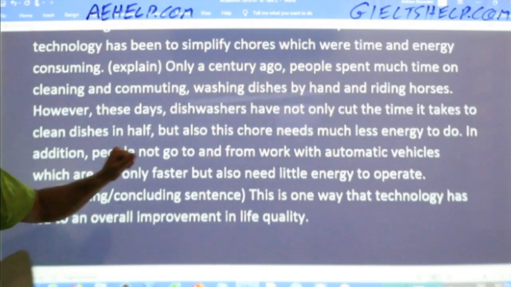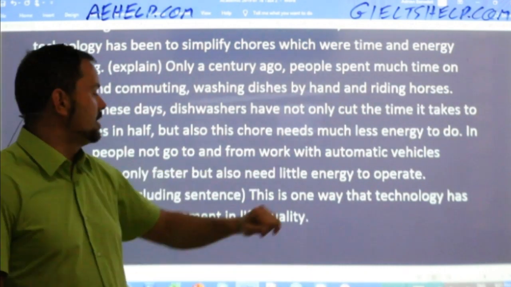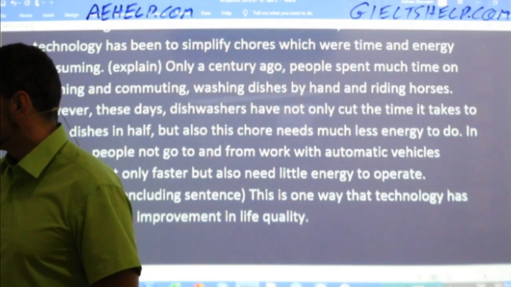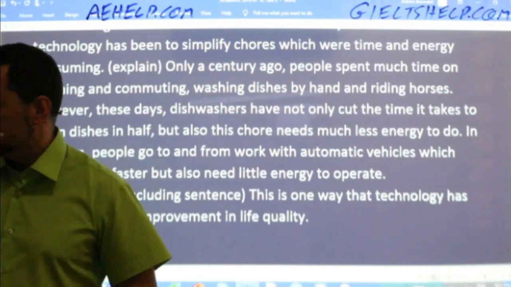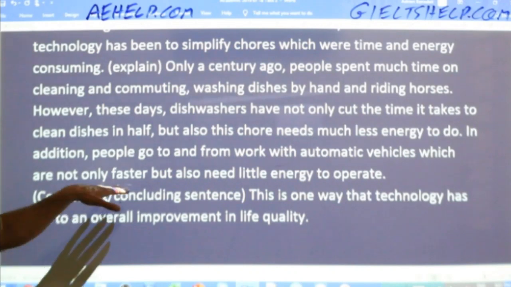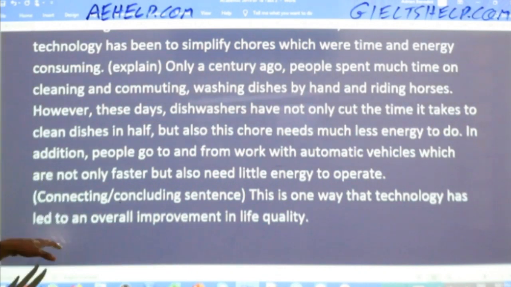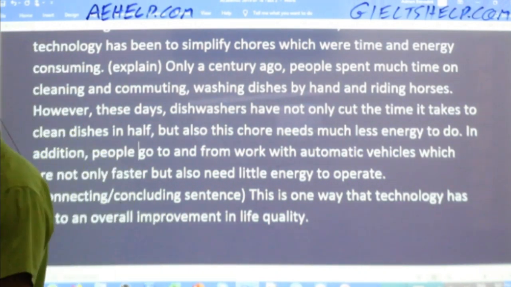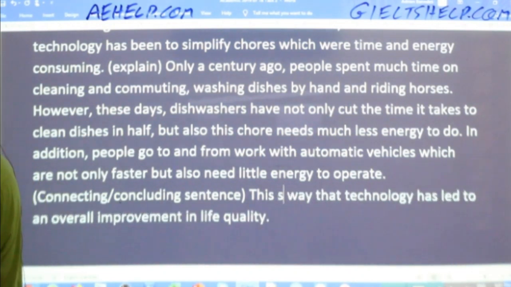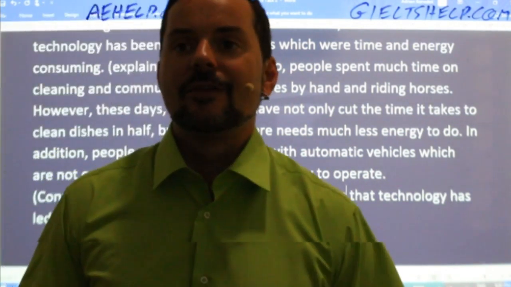In addition, people go to and from work with automatic vehicles, which not only are faster, but also need little energy to operate. This is one way that technology has led to an overall improvement in life quality. I would change that to some ways. Okay, and that's the end of body paragraph 1.